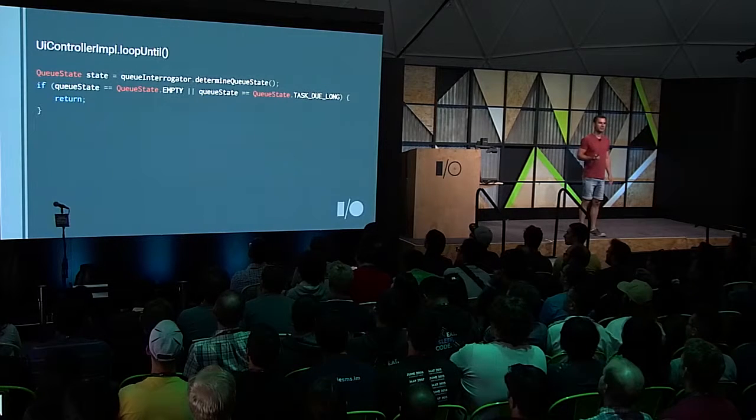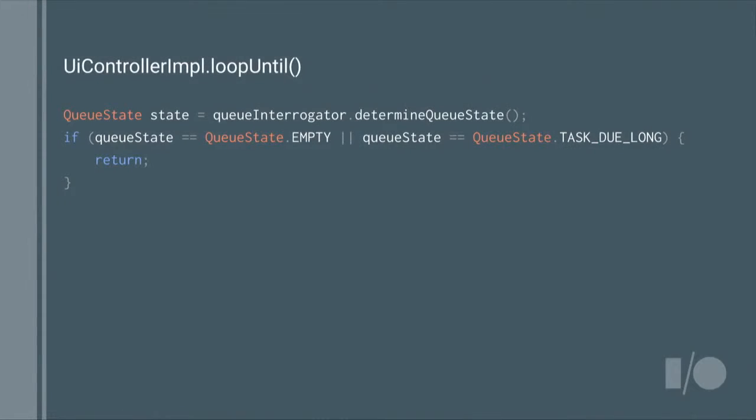So when the queue is empty, this is, again, part of Espresso. This is part of a class that looks at the message queue and determines if it's safe to run. The first condition is pretty straightforward. If the queue is empty, if there are no events on the main thread that are waiting to be executed, then, of course, we can run. But then there's this other part of the condition. And what is this task due long? Basically, it's a task that's a long time in the future.